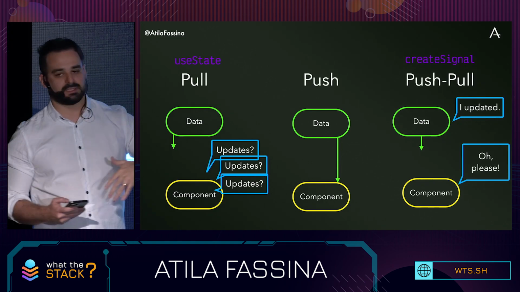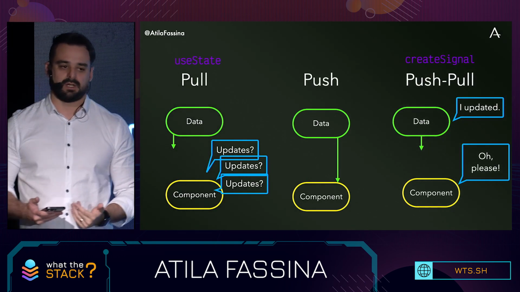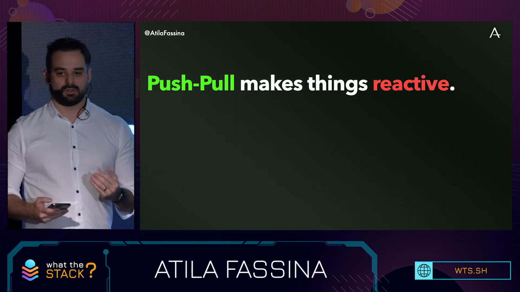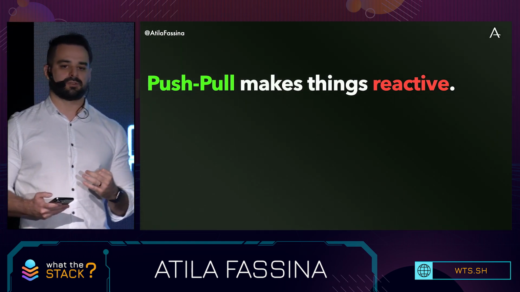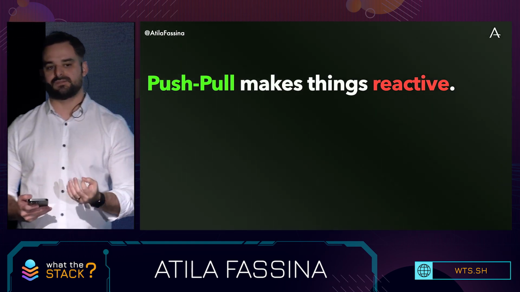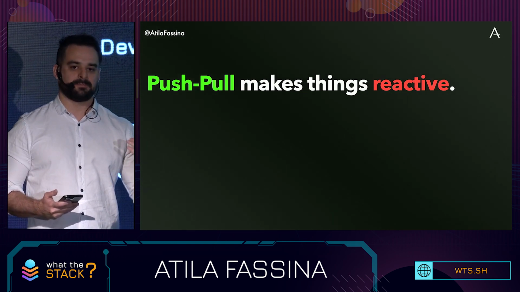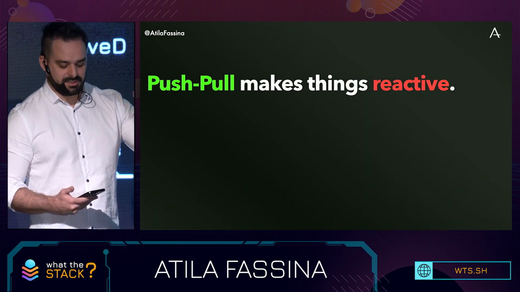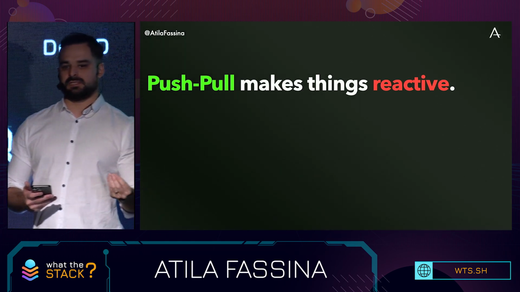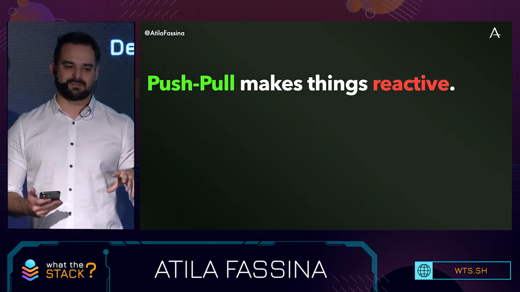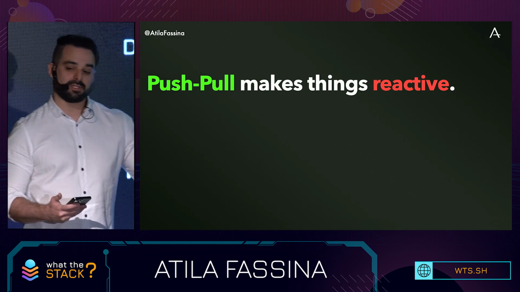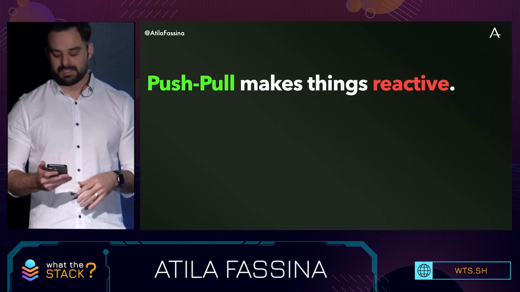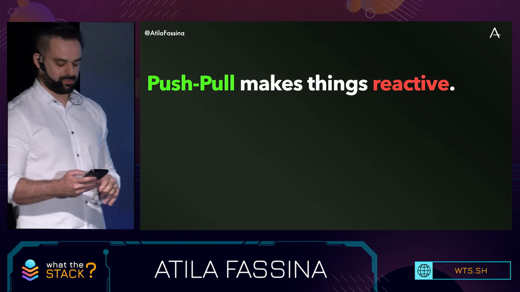And the push-pull system is what signals are. Signals are an implementation of push-pull systems. So push-pull systems make things reactive. The concept of reactivity is that your component can actually understand the data and act accordingly. So if you get to somebody that's a reactive extremist, they can even say React's not reactive because of that. But I'm not here to stress people out.